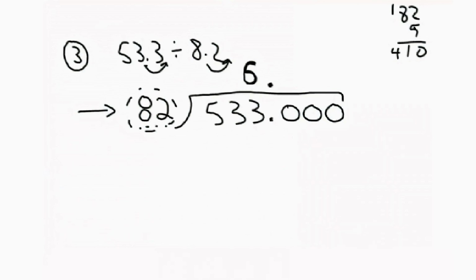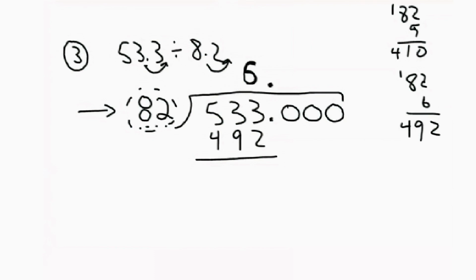Now 6 times 82, 2 times 6 is 12, carry the 1, 8 times 6 is 48, plus 1 is 49. So I'm going to get 6 times 82 and write my result underneath. Notice that it looks a lot cleaner now that I'm not drawing lines everywhere. And now I subtract. 3 minus 2 is 1. 3 minus 9, I have to borrow from this column. So I change the 5 to a 4, and the 3 becomes a 13. And now 13 minus 9 is 4. And now I get a 0 there.